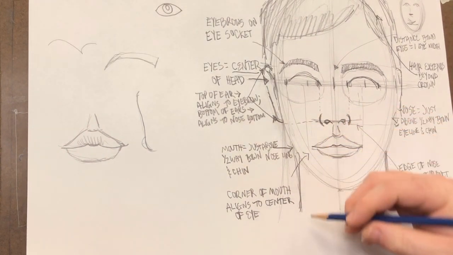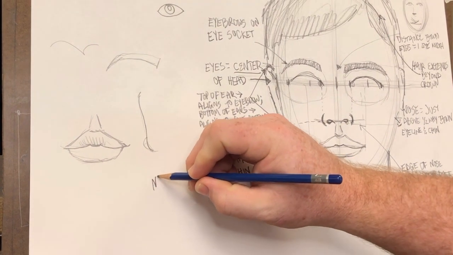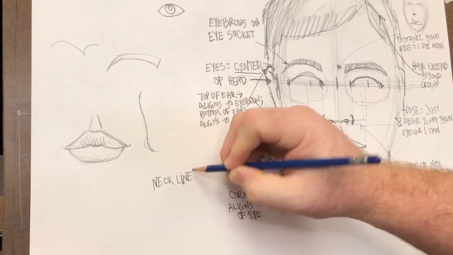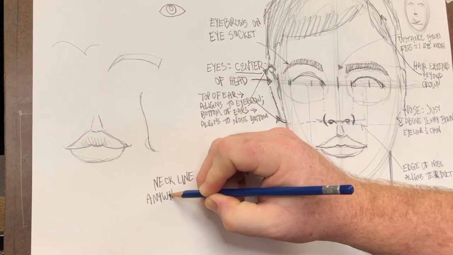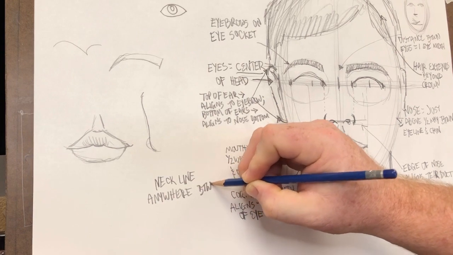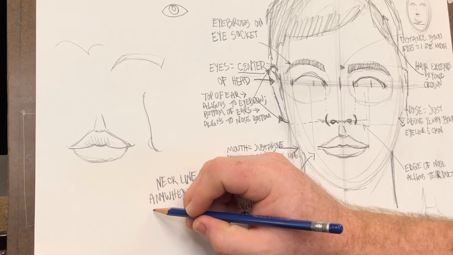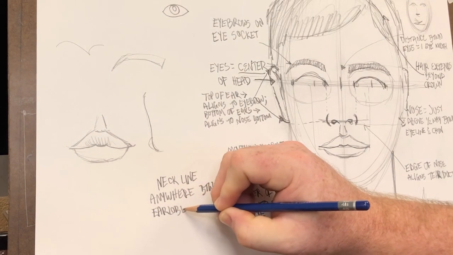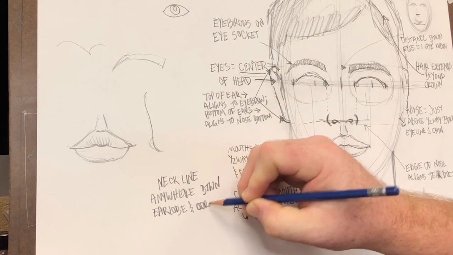So let's write the notes of the parameters. I'm going to write that out here. Neckline, anywhere between, abbreviate between BTWN, earlobe and outer eye corner. Earlobe and, let's say, corner of outer eye.